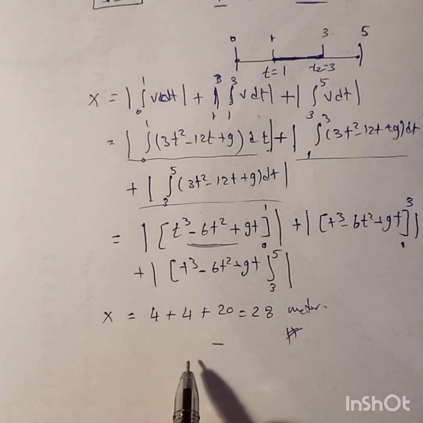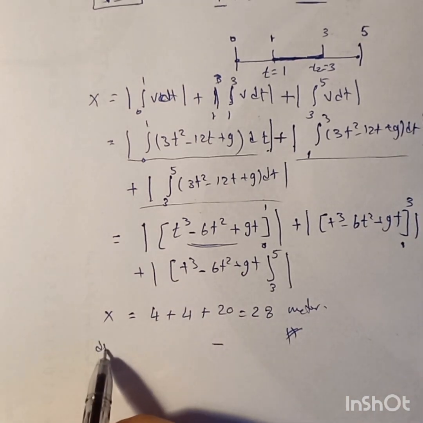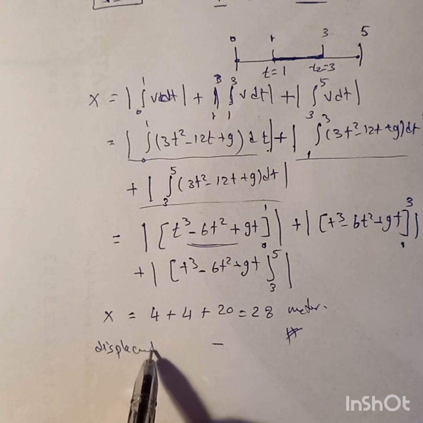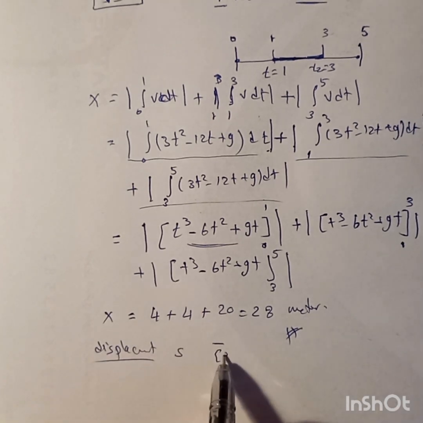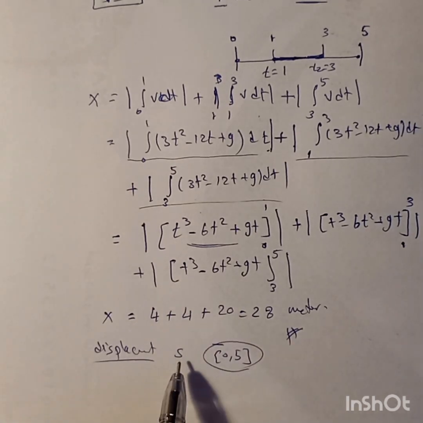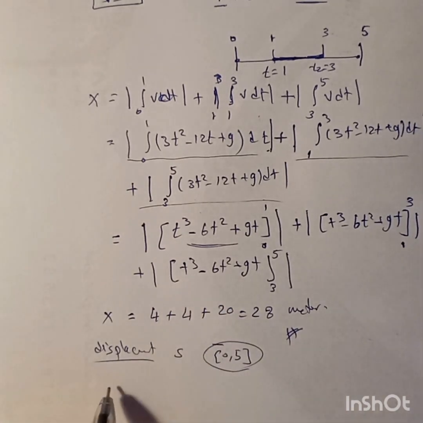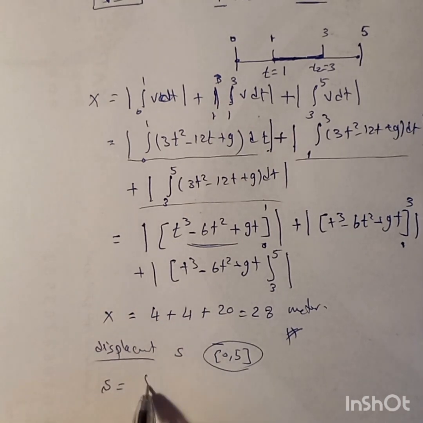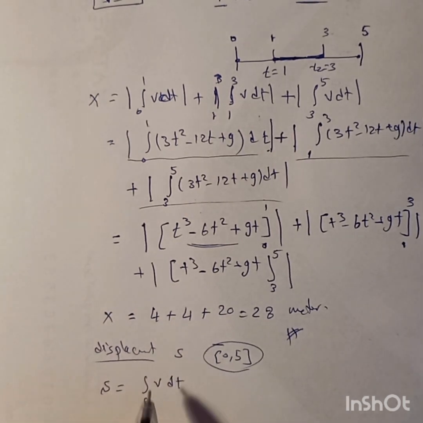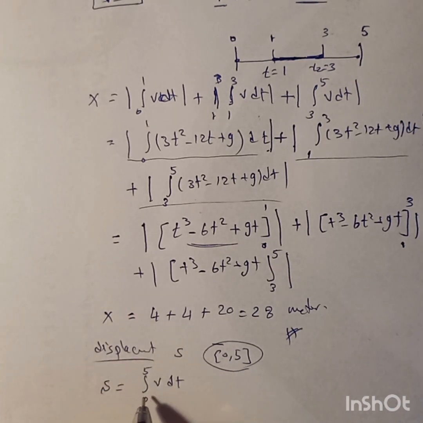Now we may say that if it's required to find the displacement covered by this body during the first 5 seconds from 0 to 5, as we said before, we have to use the integral s equals the integral of v dt from 0 to 5, regardless. We will not use the modulus here, regardless of when v equals 0 or the direction of motion changes.